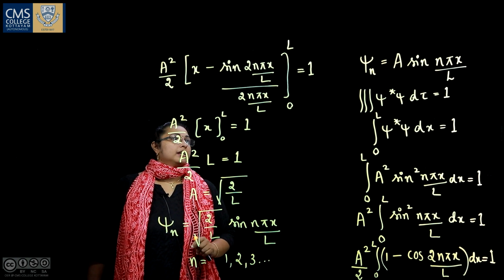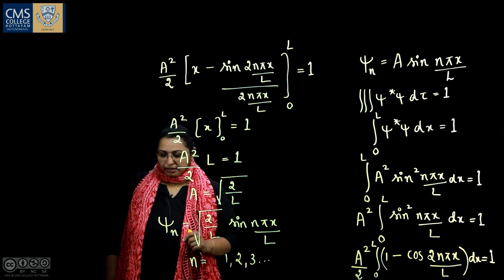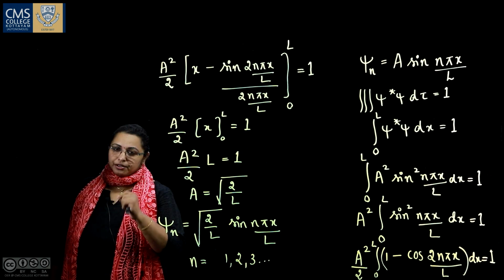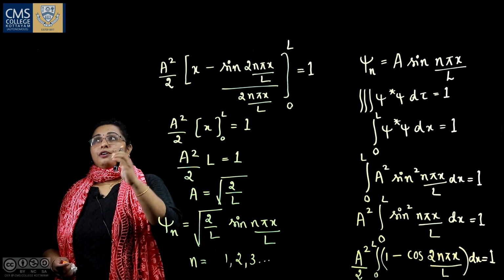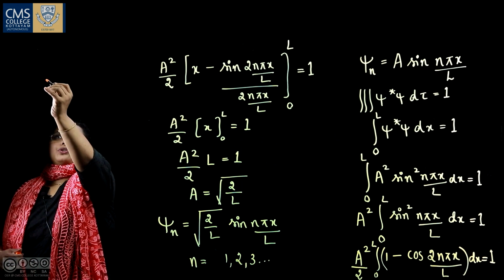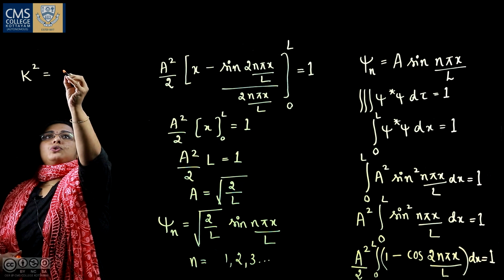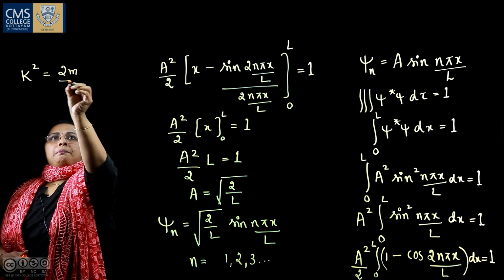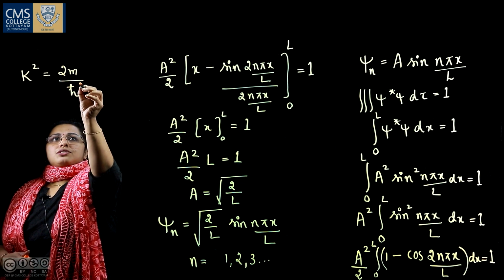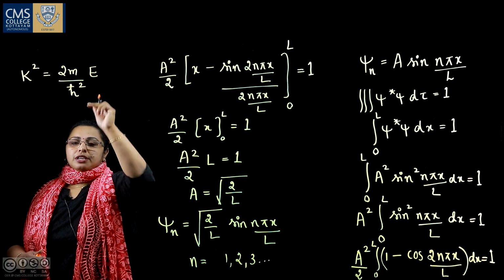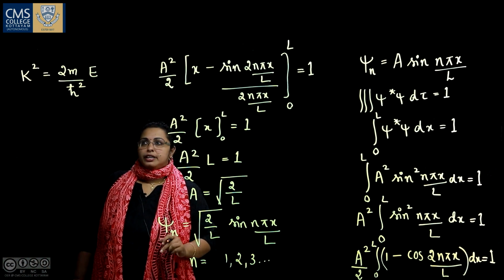Now, this is not over. Next, you have to calculate the value of energy. From where do you calculate the value of energy? From the first assumption which you took, that is k square is equal to 2m by h cross square E. From this equation, you get the value of energy.